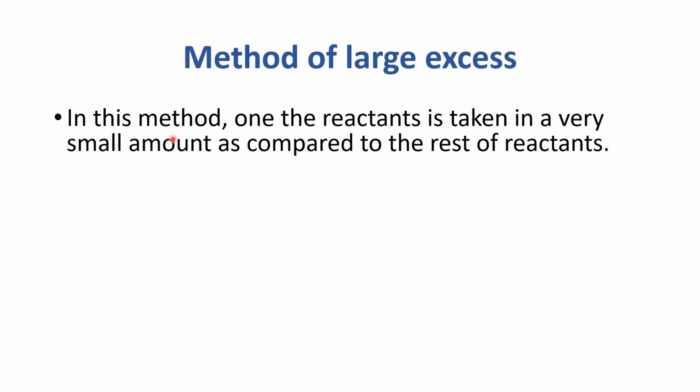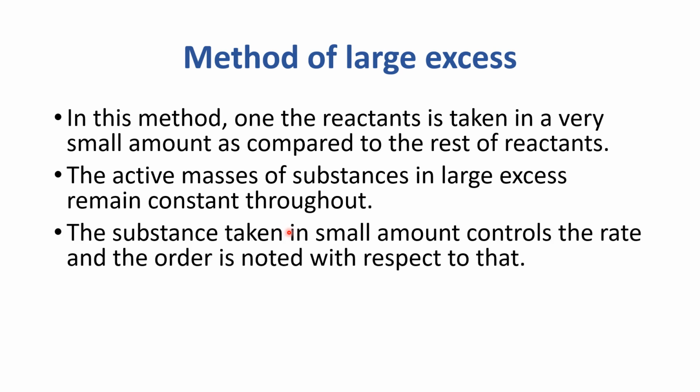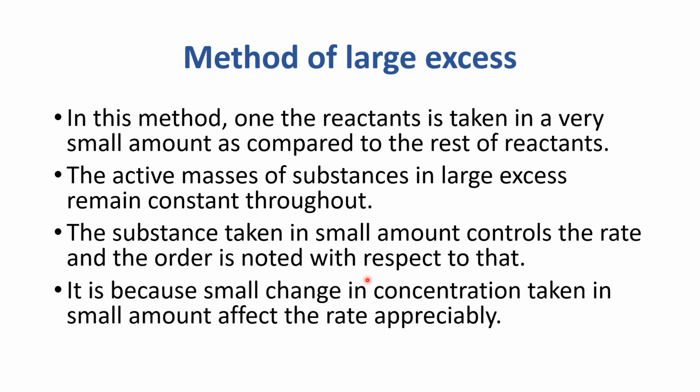The next method is the method of large excess. In this method, one of the reactants is taken in a very small amount as compared to the rest of the reactants. The active masses of the substance in large excess remain constant throughout. The substance taken in small amount controls the rate, and the order of reaction is noted with respect to that. It is because a small change in the concentration of a substance taken in small amount affects the rate appreciably.